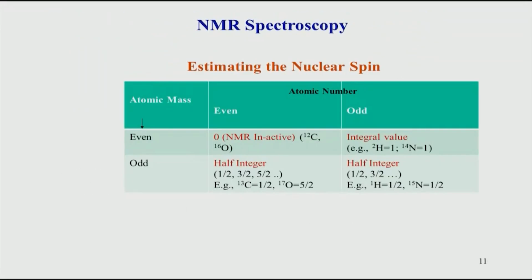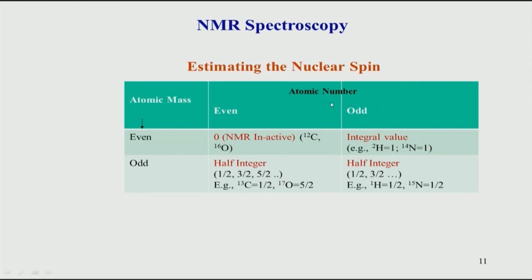Let us look at how one can qualitatively determine whether a particular nucleus can be studied by NMR or cannot be studied. You can see this table here, which shows how we can estimate. On this column here is atomic mass. You can have any atom having an even atomic mass, or it can be an odd atomic mass.